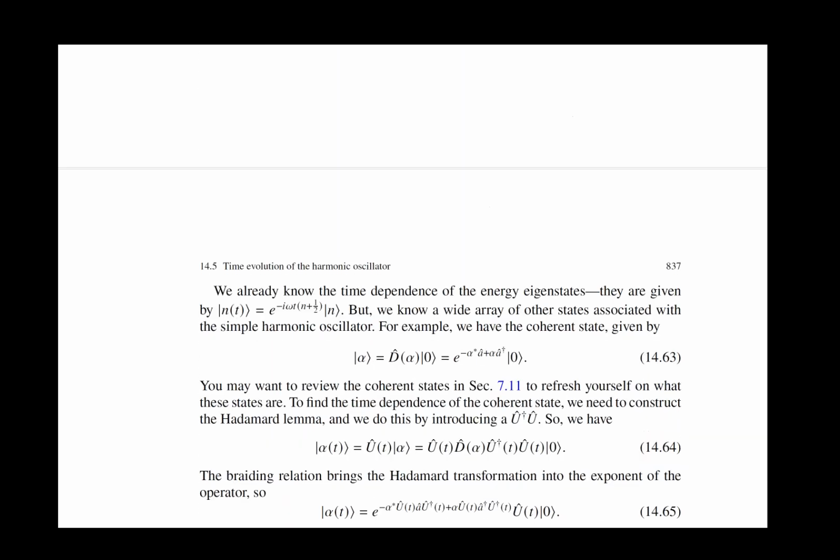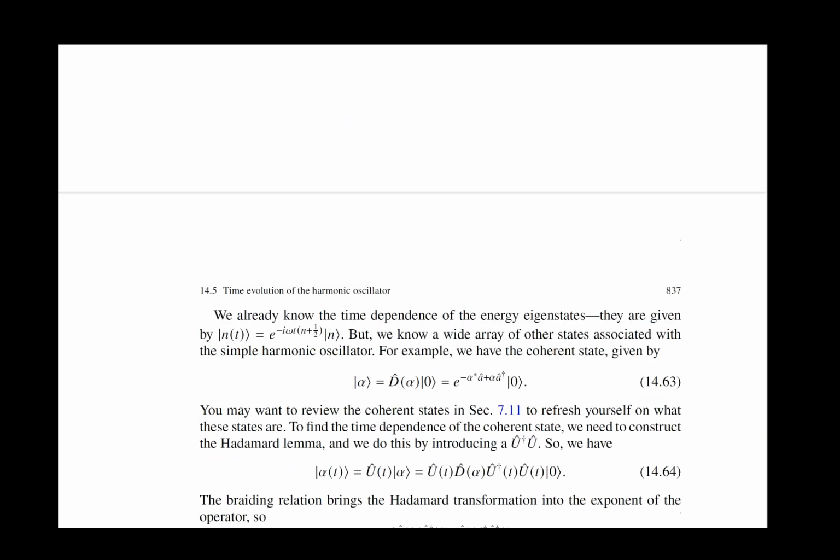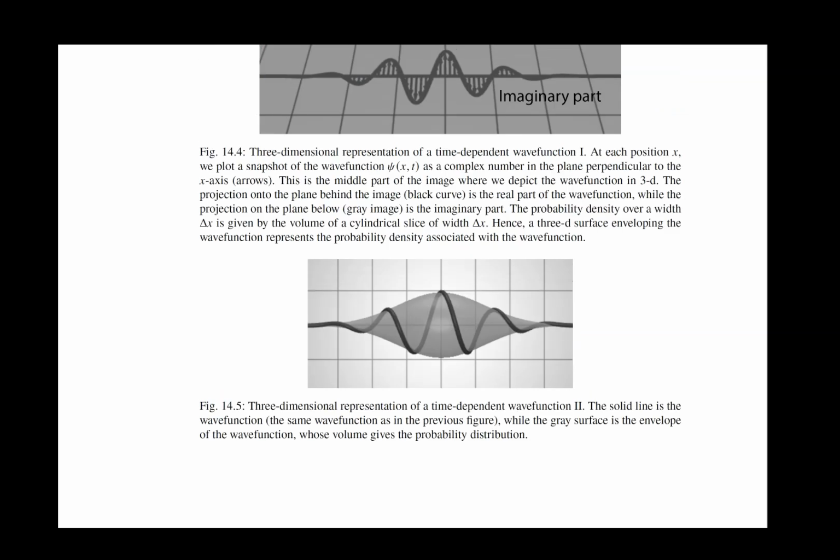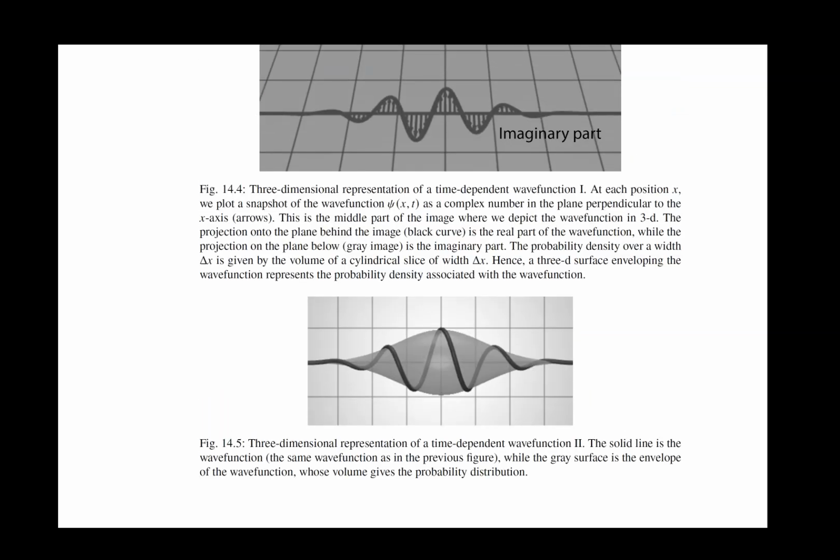That was an image of a coherent state. I'm going to actually come back to this. I'd like to talk about this a little bit. I love this image in 14.5. This shows us wave-particle duality. The solid figure is telling you what the probability distribution is. The area of each slice is the probability density.